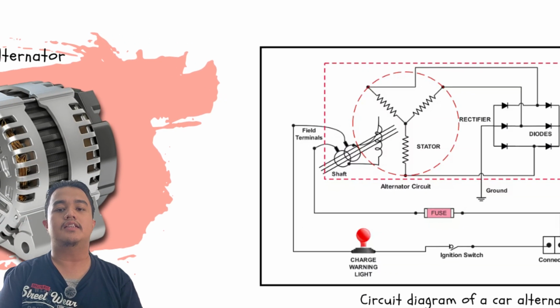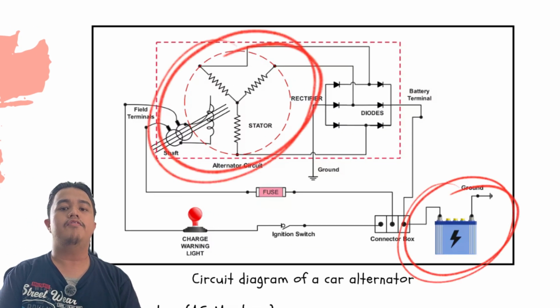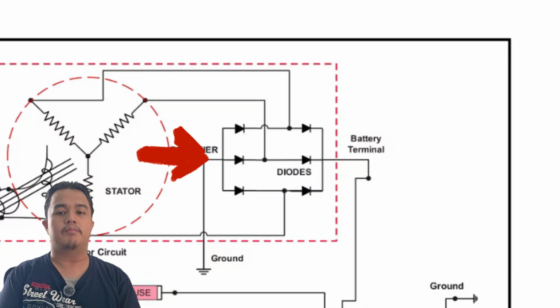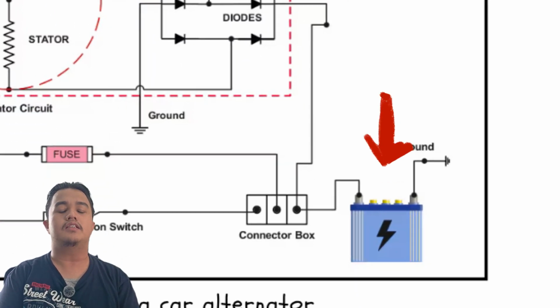As you can see in the circuit diagram here, the generated 3-phase AC doesn't go directly to the battery. It first passes through a rectifier made of diodes, which converts it to DC before reaching the battery terminal.